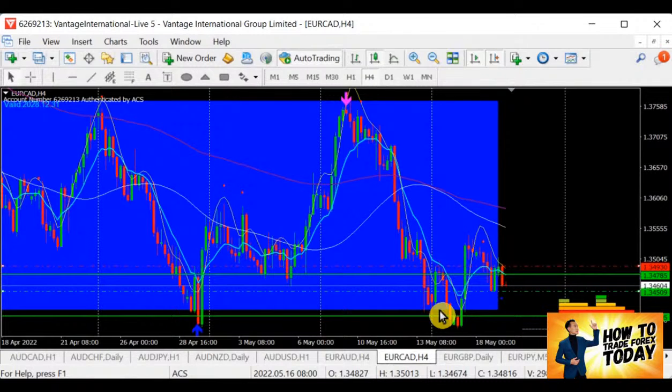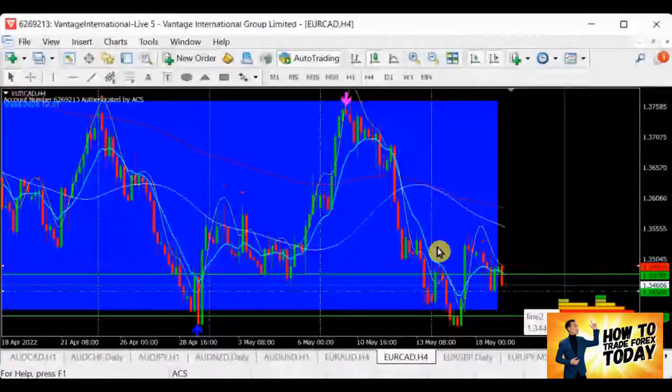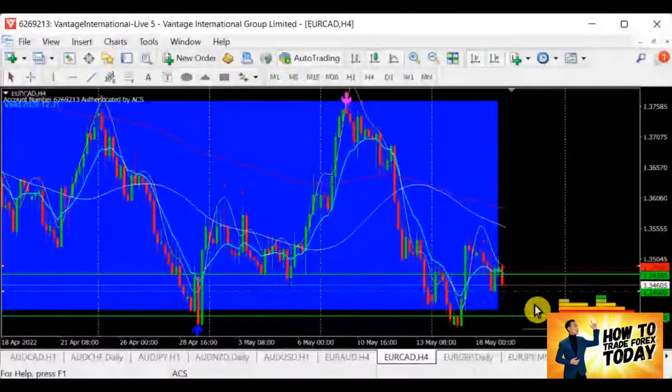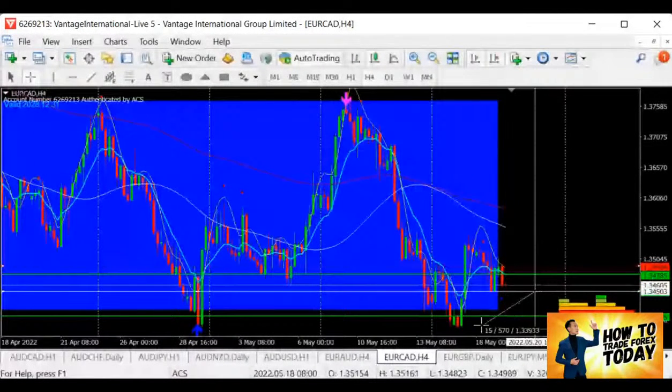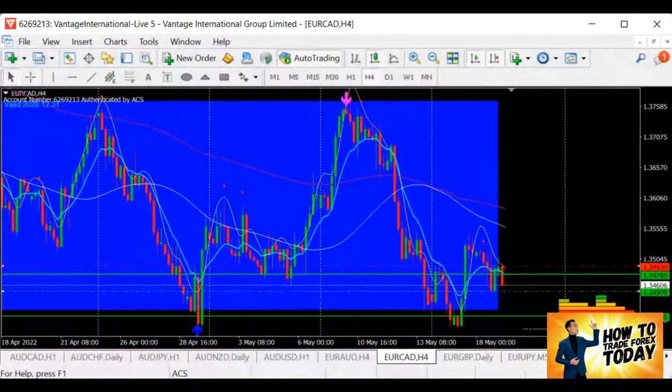I would suggest waiting for it to break the support. Break the support as a resistance. Then from this part until here, we are about 50 to 60 pips to go. I think this is much safer in a way. So I'm going to put EURCAD in.